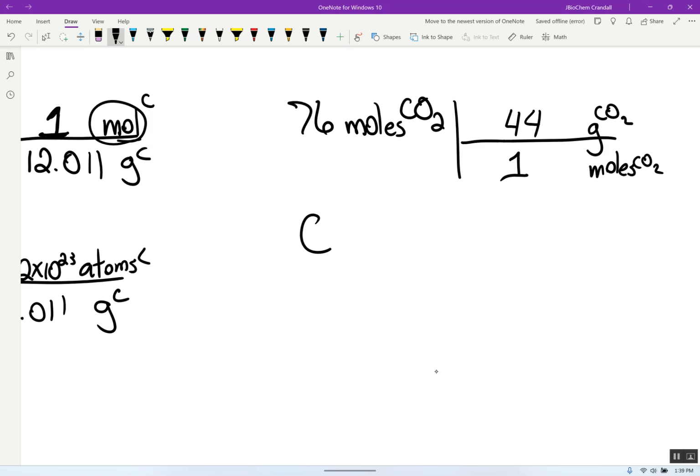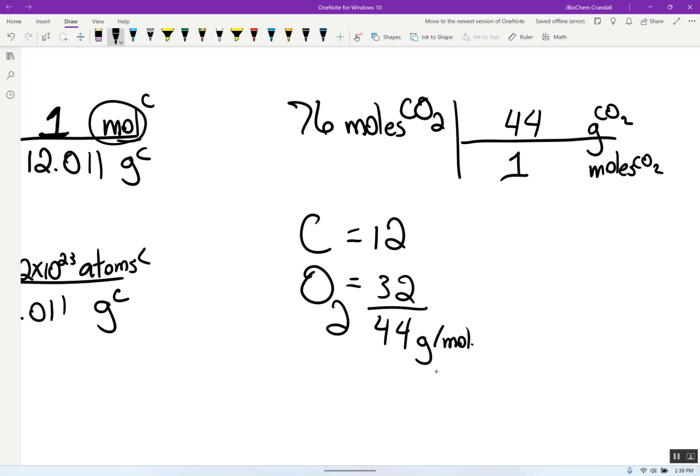Let's see. Carbon, O2. Carbon, if I go to the periodic table, has a mass of 12. I'm simplifying that. You could use the whole thing, 12.011. Oxygen has a mass of approximately 16. 16 times 2 is 32. And so I add those together and I get 44 grams per mole. So that's the gram number that I'm going to use right there. And then it's for every 1 mole. Okay? So that's how I would do that.